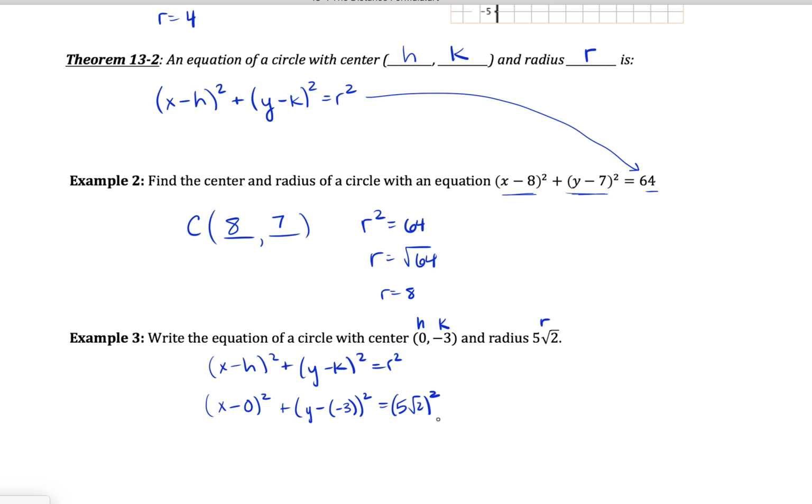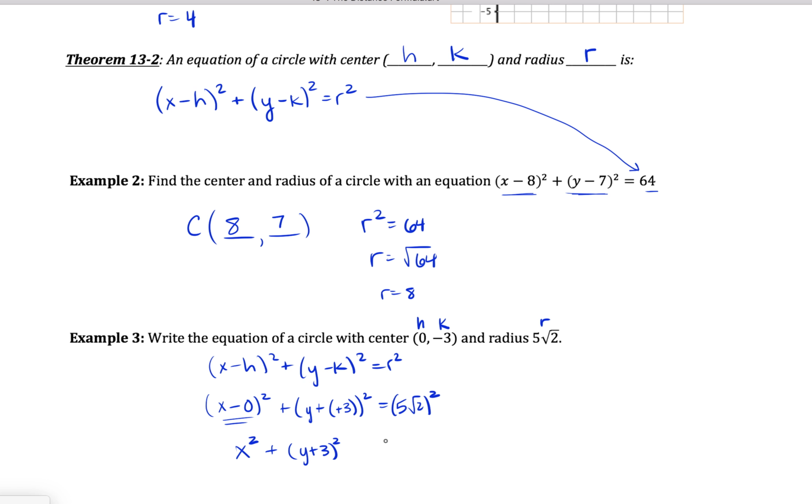But I can clean this up quite a bit actually. There's a lot I can do to make this look a little bit nicer. Starting right here, x minus 0, if I'm subtracting 0 from x, it really is the same thing as just having an x, right? So (x − 0)² could just be written as x². It means the same thing. Now over here I have y minus a negative 3. That looks kind of ugly. Minus negative, it just doesn't quite look right. So thankfully what we can do is make it y plus positive 3. And that looks a little bit better.